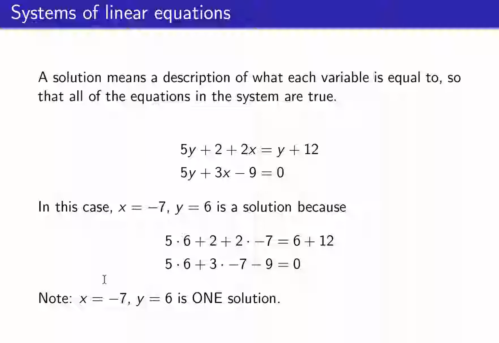Notice, by the way, x equals -7, y equals 6 is one solution. Sometimes students mistakenly believe that this is two solutions because you've got two equations here. Actually, no, this is one solution. A solution, remember, is an assignment of a number to every variable. So there's x and y, those are two variables here. This is a single solution. At some other point, we might talk about equations that have more than one solution, but this is one solution.